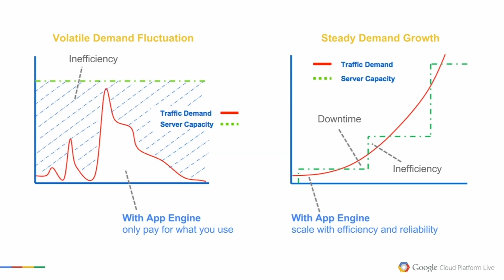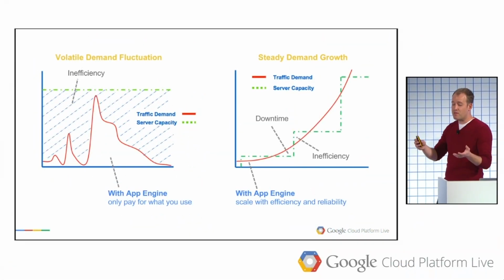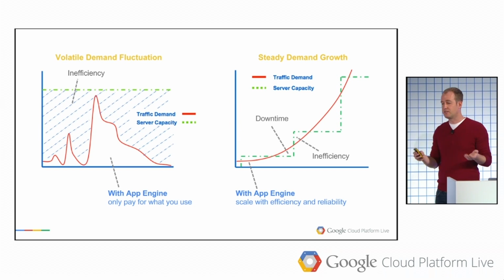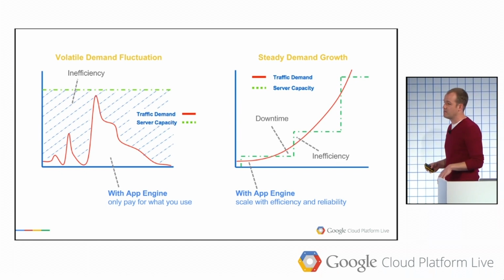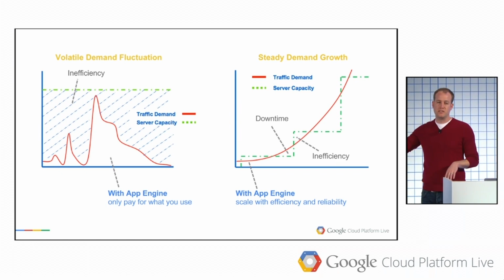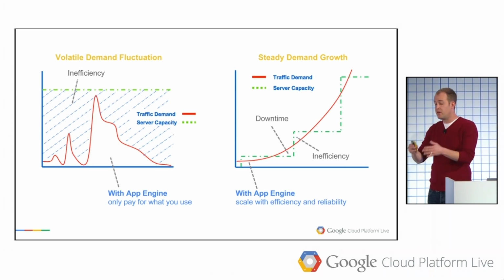So let's say your app goes public, you get on the front page of Hacker News, or you're featured on the Play Store, you're going to get a steady spike. And if you haven't thought about how your application scales ahead of time, it's quite likely that your app is probably going to fail. But if you're running on App Engine, we handle a lot of the scaling for you automatically.